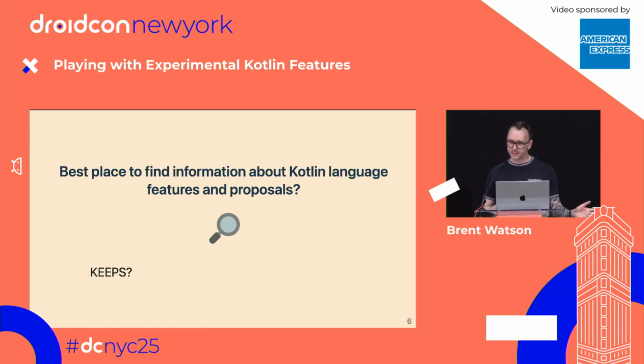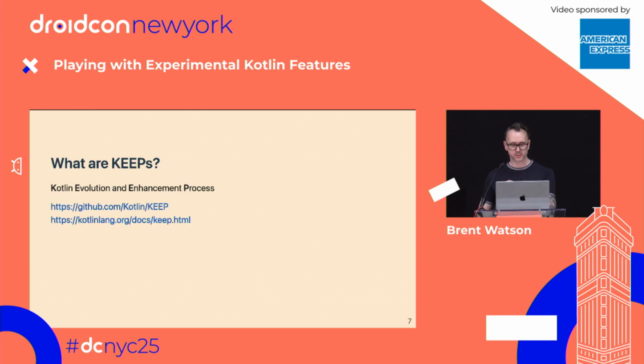So I mentioned Kotlin KEEPs. That's one option. There's a Git repo called Kotlin KEEPs that talks about some of these things. There's also YouTrack. There's also just the official Kotlin documentation. So where's the best way to go find out about these? We'll start with KEEPs.